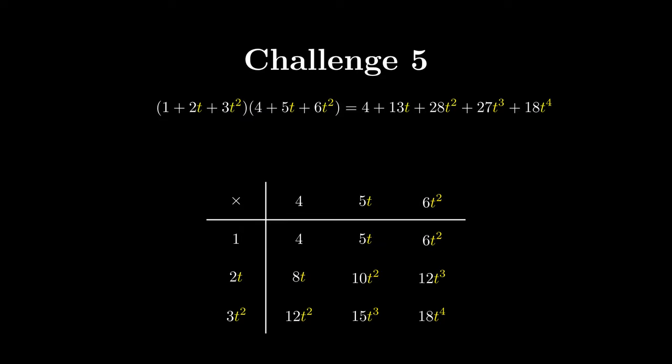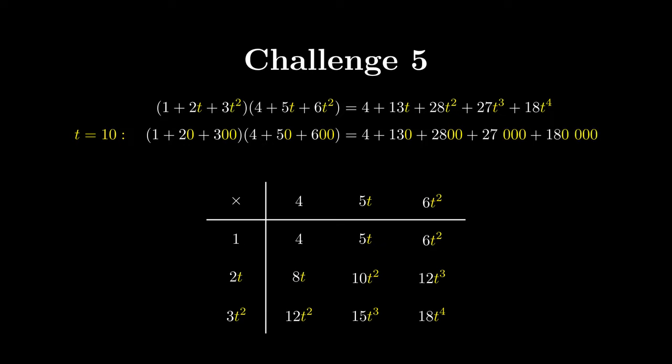But if we work with the special case t equals 10, we can replace each of the t's with the corresponding number of zeros that follow a number. If we perform the calculation on the left, we actually obtain 321 times 654. And if we actually do the addition on the right, we obtain the exact same number. So the multiplication idea really extends beyond just usual integers.